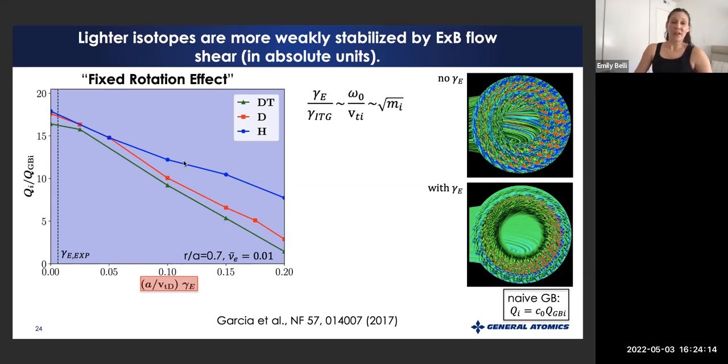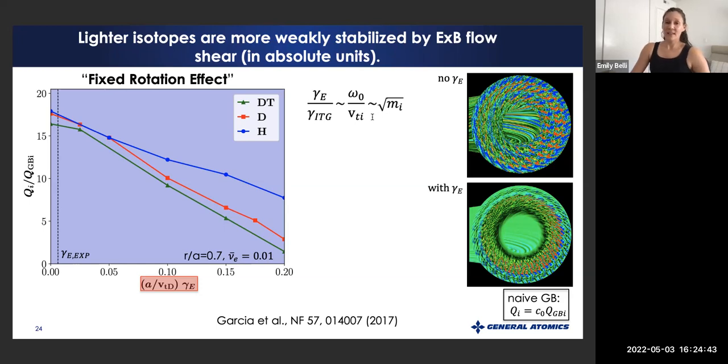However, here we further find that lighter isotopes are more weakly stabilized by the E cross B flow shear, such that naive gyroBohm-scaling is strongly broken, comparing DT to D to H at moderate to high gamma E. So as noted by Garcia, this is consistent with the fact that the ratio of the E cross B shearing rate to the ITG linear growth rate scales as the fixed external rotation rate, omega 0, over the ion thermal speed, and thus as the square root of the ion mass.